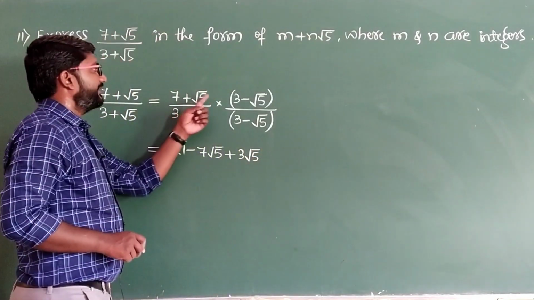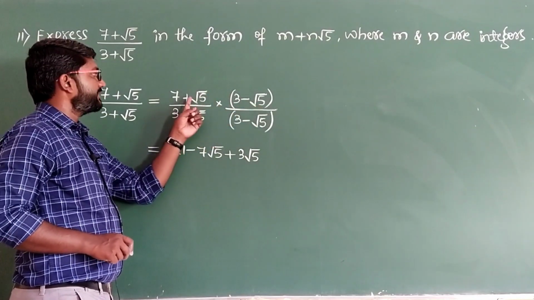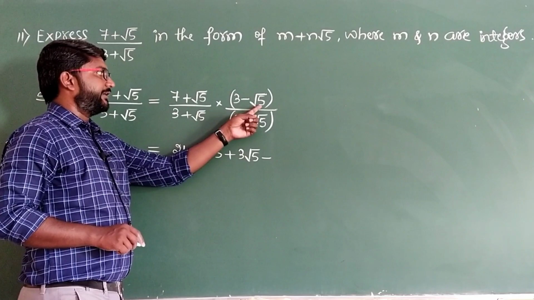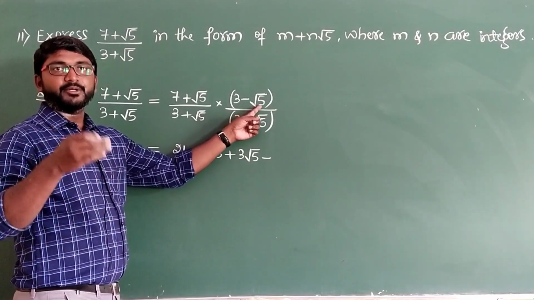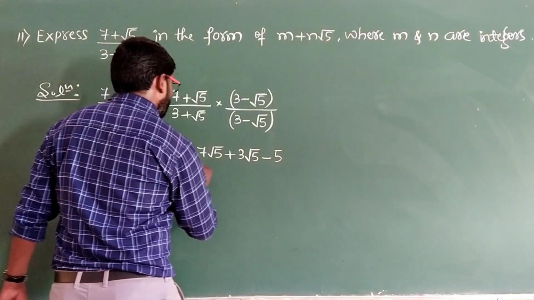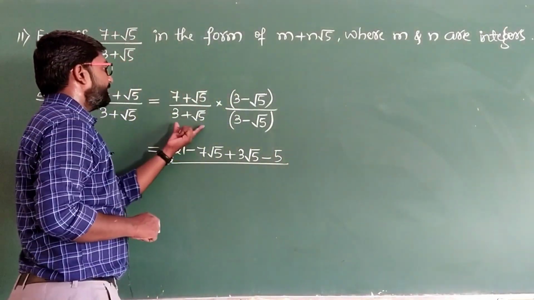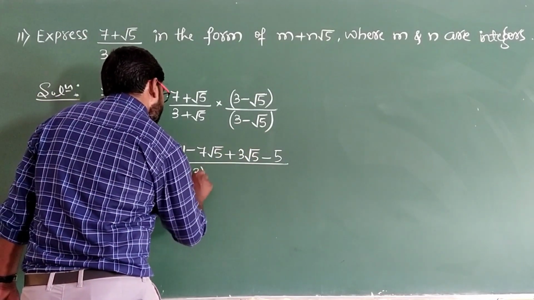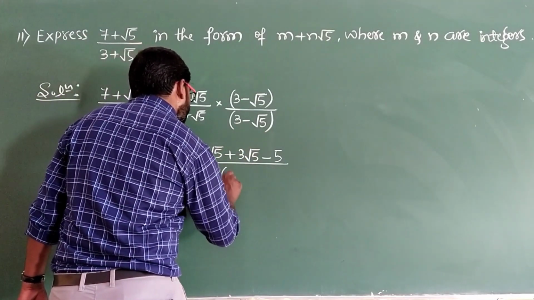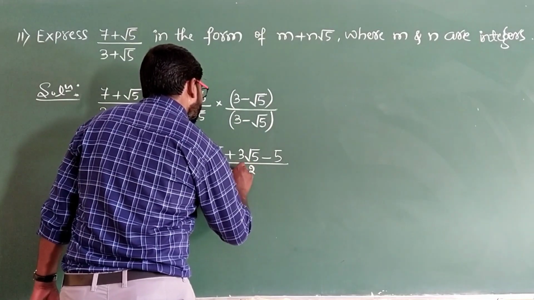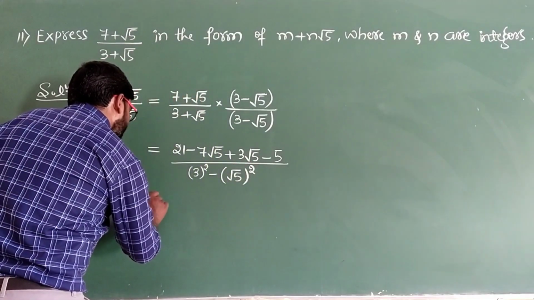Then now we have to multiply the last two terms. Plus into minus is minus. Root 5 into root 5 will be root 25. What is root 25? It is 5. Then the whole divided by, so a plus b into a minus b can be written as a square minus b square. So let us simplify this now.